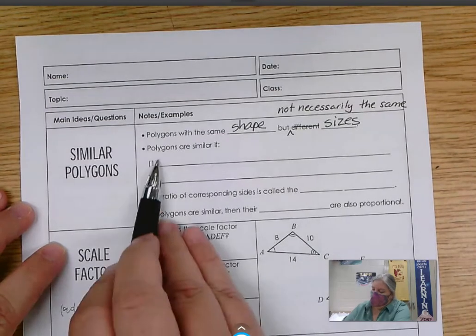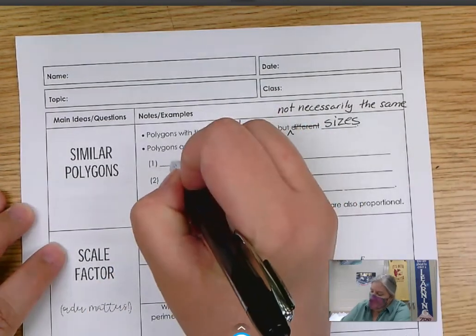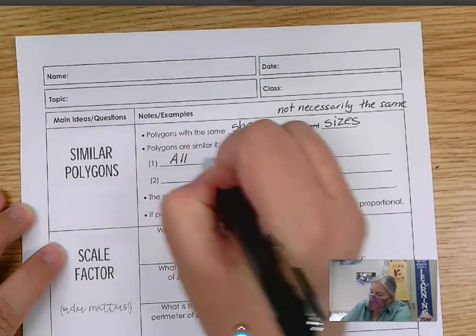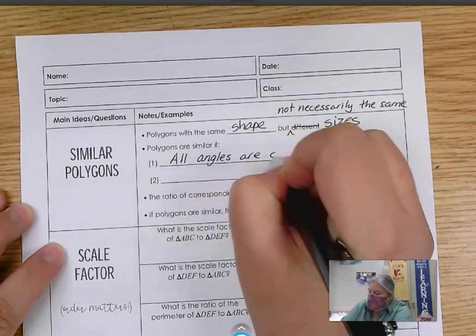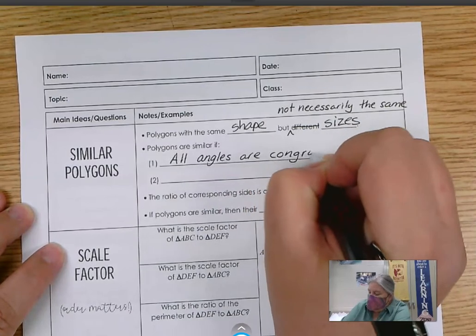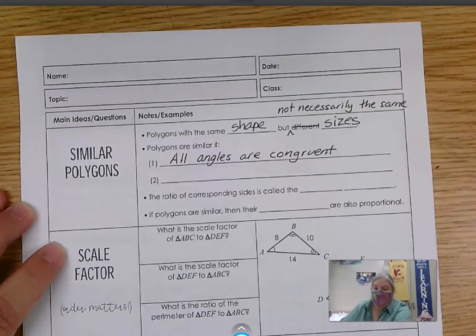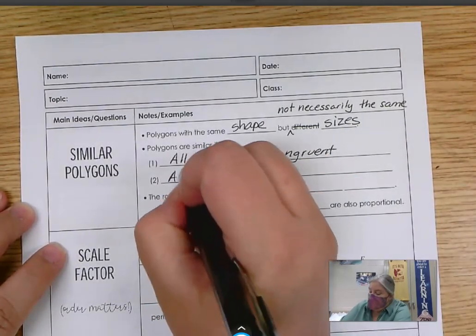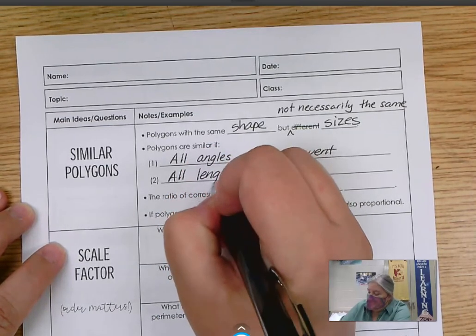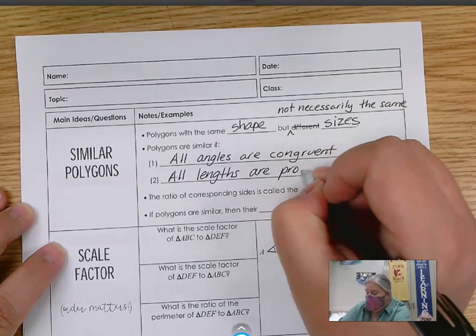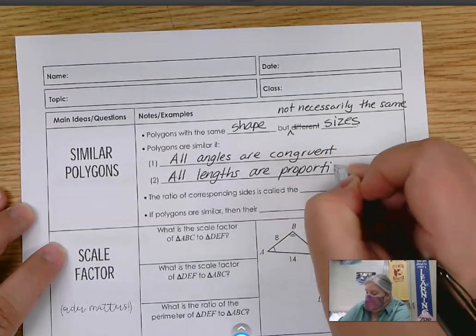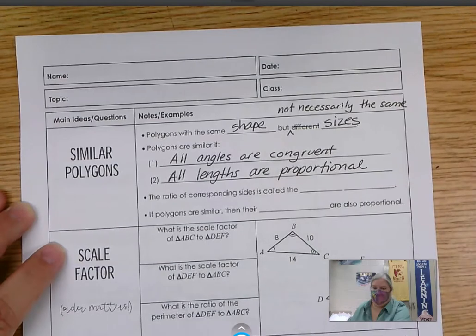All right, what does it take to be similar? All the angles are congruent. That's what makes them the same shape. All the side lengths, or all the lengths, are proportional, not congruent, not the same, but proportional.